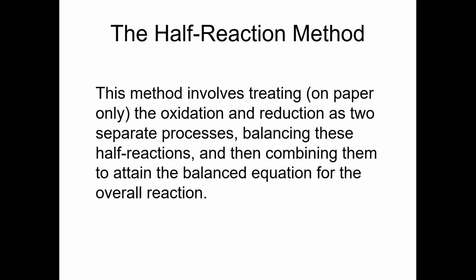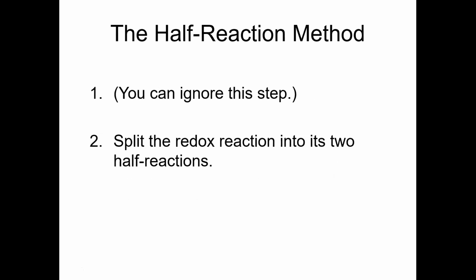This is essentially treating on paper the oxidation and reduction as occurring in 2 separate processes. So splitting a reaction up into its half reactions, balancing each of those half reactions separately, and then combining them back to get the balanced equation for the overall reaction. So here is just a walk through the steps of this. The first step is actually one that I think you can ignore, which has to do with assigning oxidation numbers, because you really don't need to assign oxidation numbers to anything to use this method.